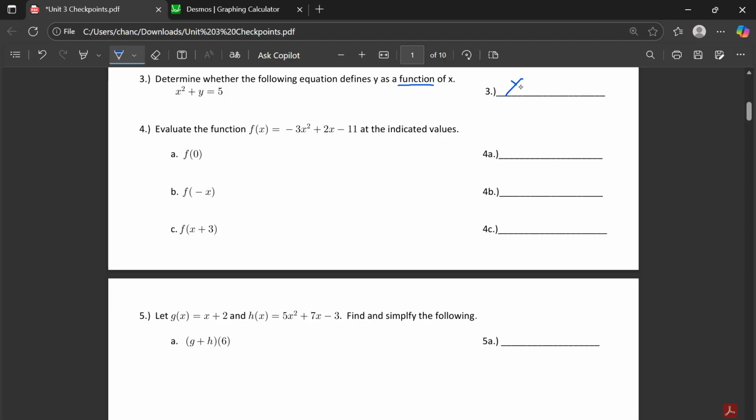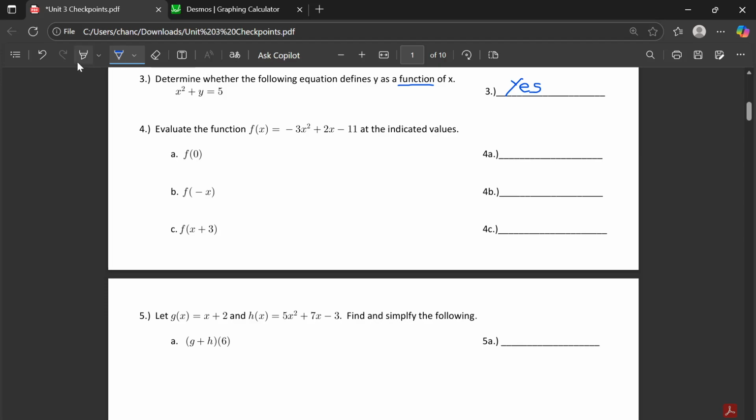And we'll go ahead and take a look at number 4 here as well. Determine whether the following equation defines y as a function of x. Yes, it does. Number 4, evaluate the function at the indicated values. So we have this f function, negative 3x squared plus 2x minus 11. Then we have f parentheses 0, f parentheses negative x, f parentheses x plus 3.